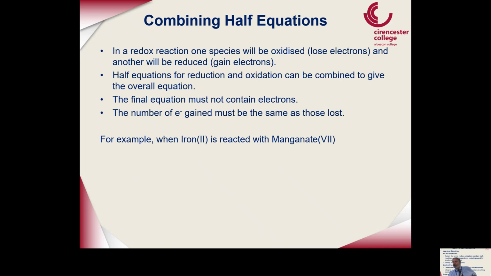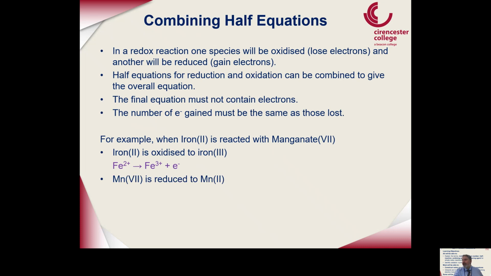So for example, iron 2 reacting with manganate. Iron is oxidized to iron 3, so we have that half equation. Manganese is reduced to Mn2 plus, so we have that half equation which we went through previously. How are we going to put those two together? Well, this one needs to get rid of electrons, and this one needs to gain electrons. This one needs to gain 5 electrons. This one just loses 1. So we would multiply this equation by the number of equations this one needs to get. So 5, yeah, we need to multiply this one by 5.